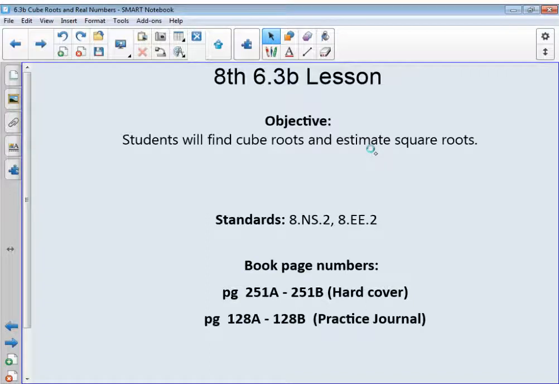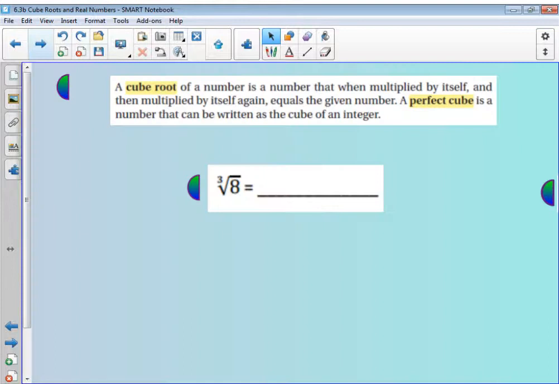Okay, this is 8th grade lesson 6.3b. In this lesson, students will find the cube roots and estimate square roots. The standard is 8NS2 and 8EE2. The page numbers out of the hardcover book are pages 151A and B, and out of the practice journal, pages 128A and B. Okay, so this is an extension off of what we just previously learned.